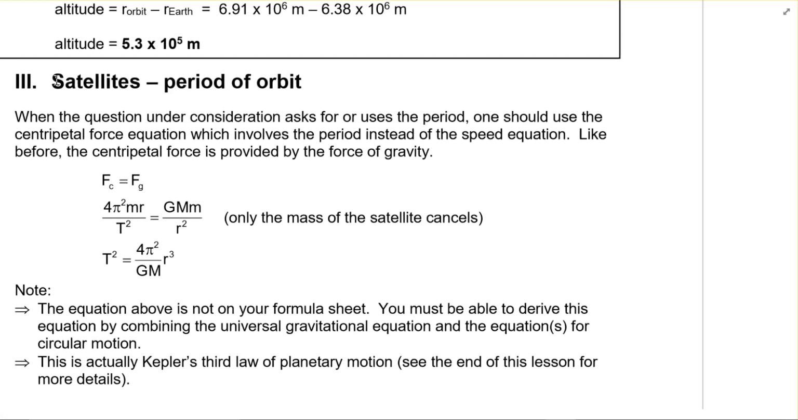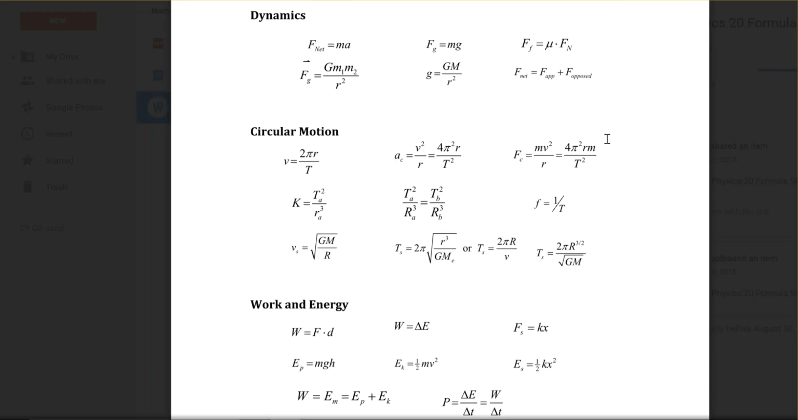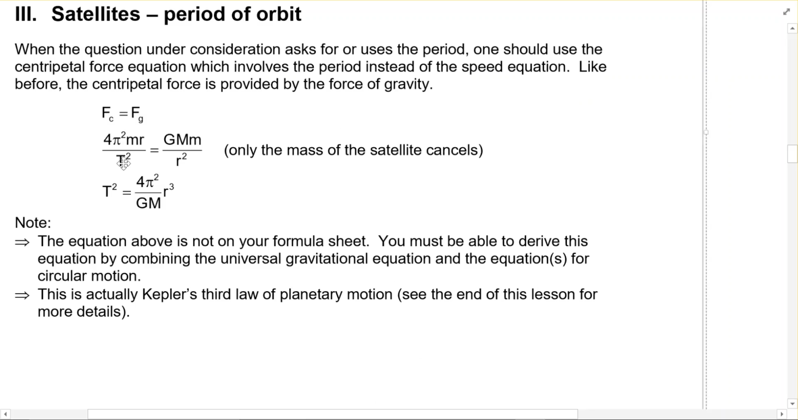Now, a little bit different, but pretty much the same concept. If a question says something about the period of the satellite or the planet, what we're going to do is the same thing, but instead of saying Fc is equal to mv squared over r, we are going to use the other one. So right here, 4 pi squared r m over T squared. We're going to put that in place of Fc. If you do that, it looks like this, right? And then rearranging for T is going to look like this. T squared is equal to 4 pi squared over GM times r cubed.